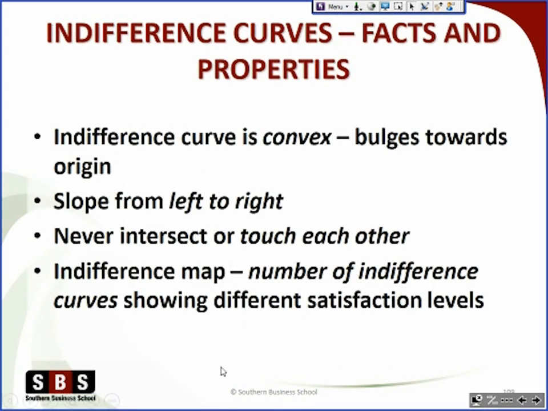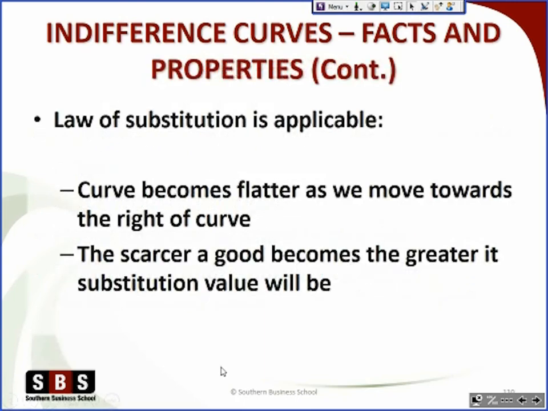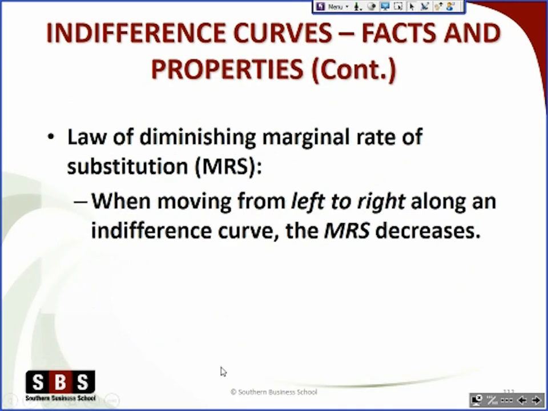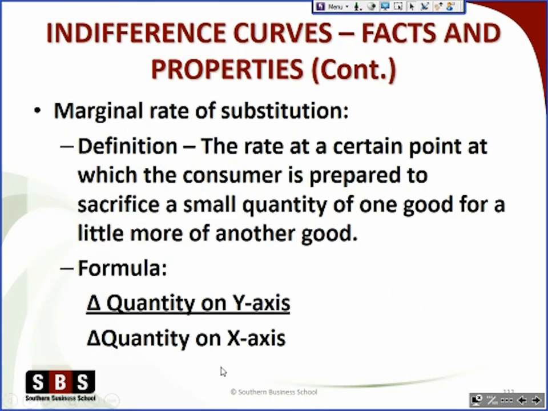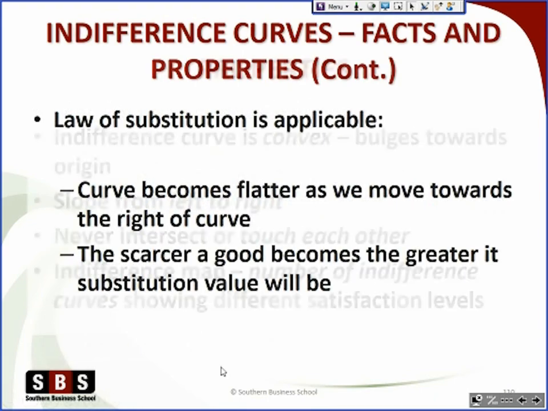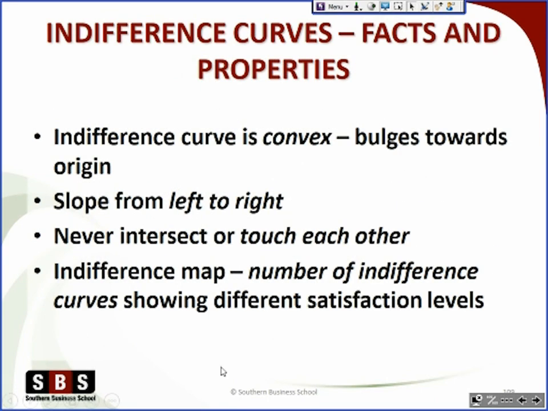So indifference curves, we already said it's convex, it slopes from left to right, they never intersect, and the indifference map, I just want to show you the indifference map. There's an indifference curve map. They never intersect, but they run parallel like that. So it's U1, U2, U3. So I'll get to this. All right, that's the indifference curve map.